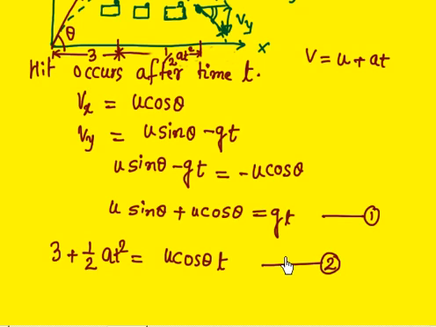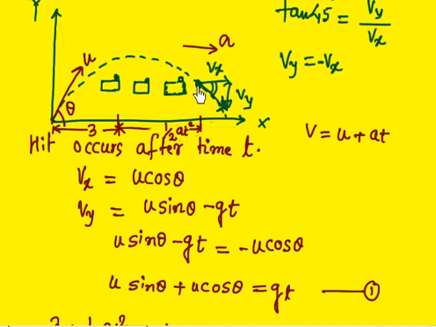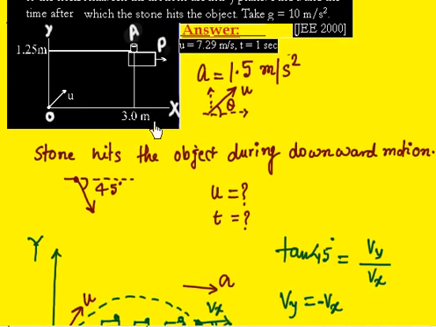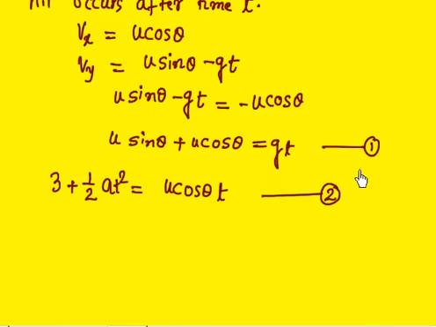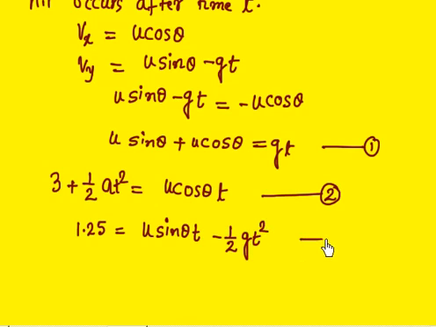And I will get one more equation, that is the y direction. You see the collision occurs here, and this distance is 1.25 meters, you see the figure. So collision occurs at a height of 1.25 meter. So I can write the third equation: 1.25 is equal to ut, u sin theta into t, minus half g t square. Are you getting it? So this is equation number 3.